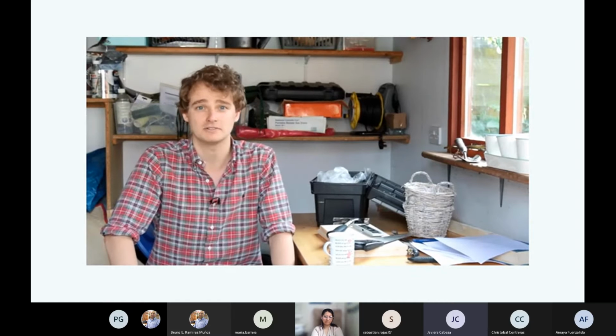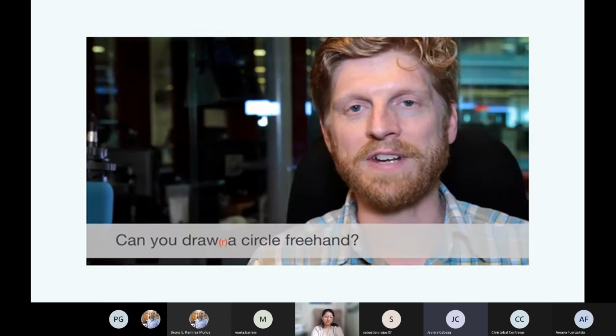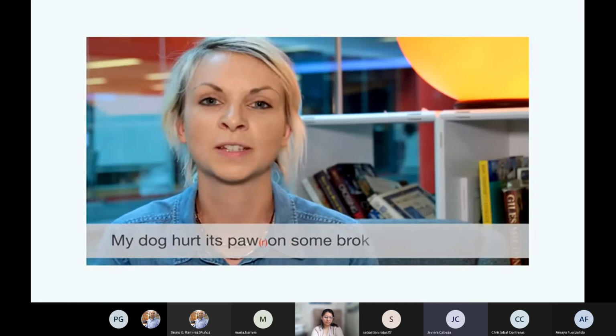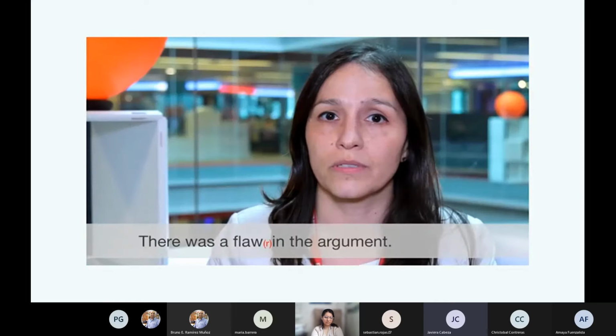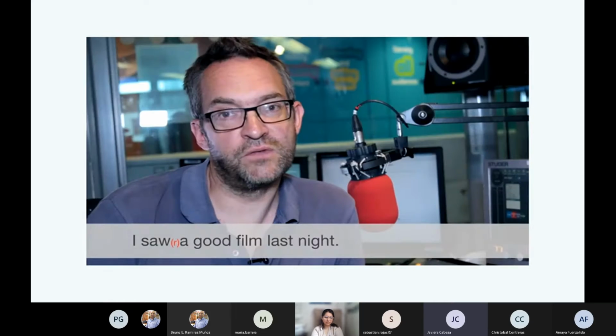Here are some other examples. Can you draw a circle freehand? My dog hurt its paw on some broken glass. There was a flaw in the argument. I saw a good film last night.